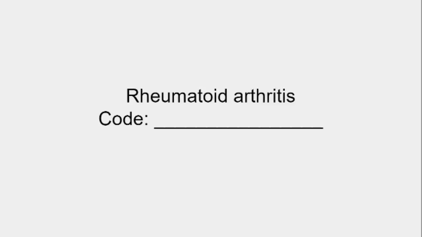So this is rheumatoid arthritis as our scenario. So how would you actually look that up? You would look up arthritis, then you would move on to rheumatoid in your index. The code that I got was M06.9. Then we would check it in our tabular.